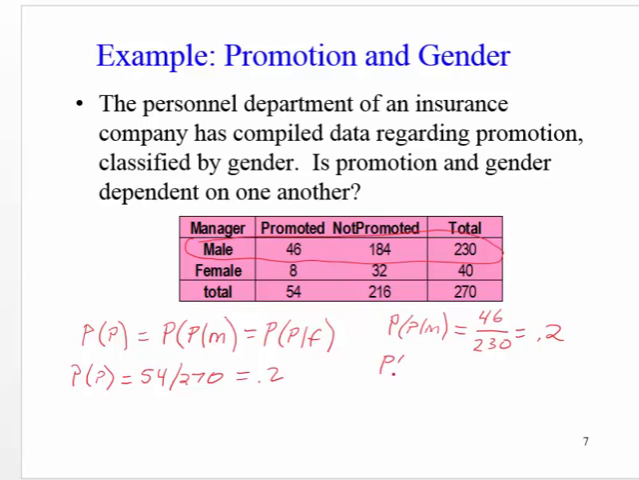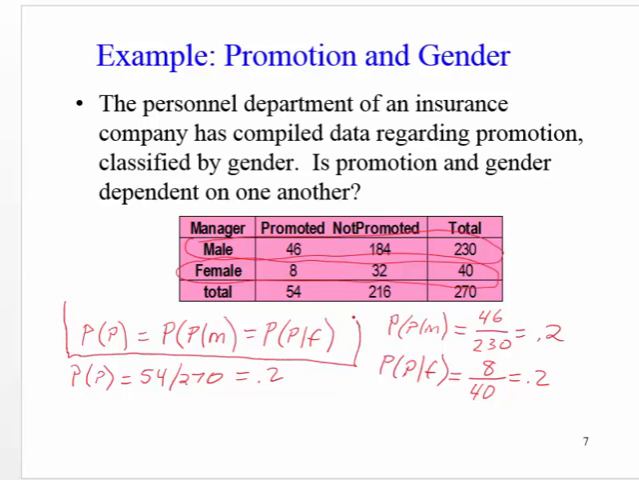What about the probability of promotion given that you're a female? Well, now we're in this reduced sample space, or this reduced universe. Now we're just talking about females. There's 40 females, and 8 got promoted. That's equal to 0.2. So we do have this condition that they're all equal, and that's the test, or that's the definition of independence. So it's independent.